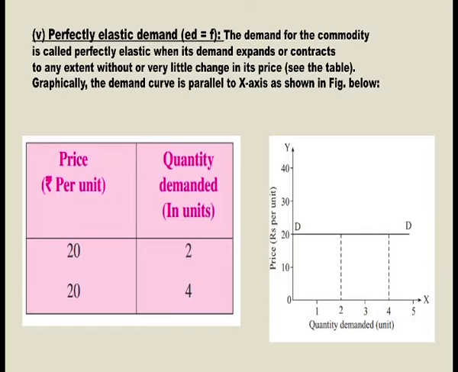You can see the table also. The price of the commodity remains the same at rupees 20 per unit, but the quantity demanded increases from 2 to 4. So, these are the 5 different cases of elasticity of demand.